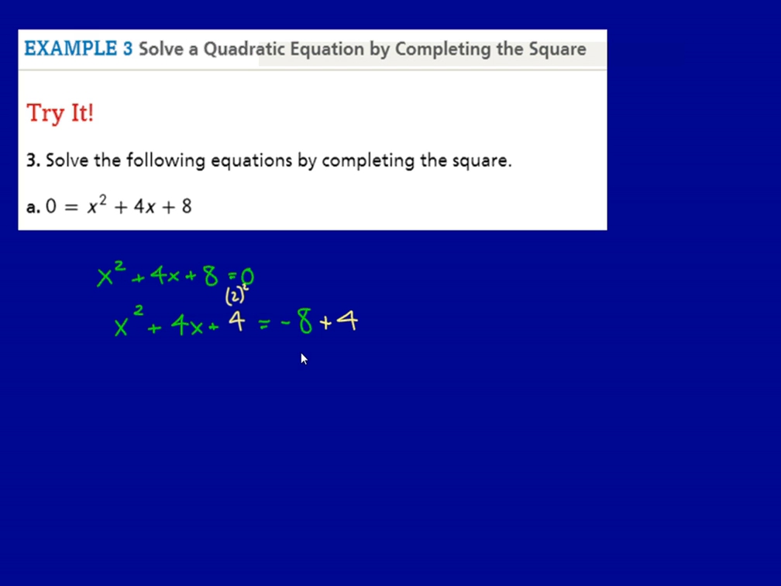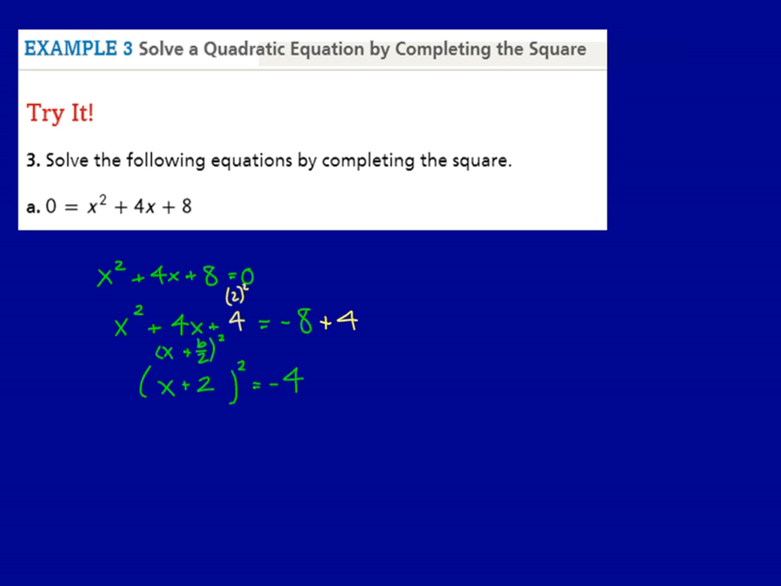Add it to one side, you have to add it to the other. And now we start to simplify. This will always break down into x plus b over 2 squared. So that's what I'm going to put here. X plus 2 squared equals negative 4. Okay. Square root both sides.